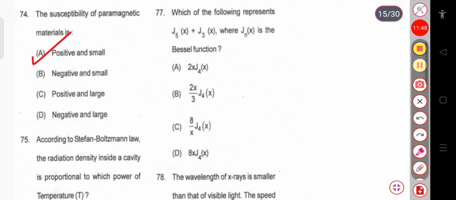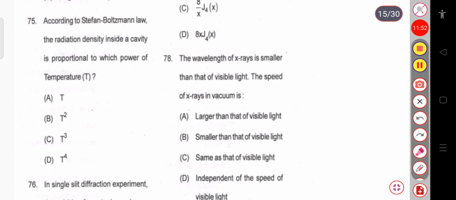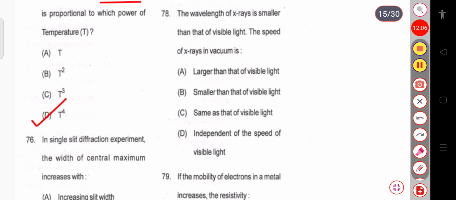The next question is, according to the Stefan-Boltzmann law, the radiation density inside a cavity is proportional to which power of the temperature? So this is the fourth power of the temperature. Okay. So according to Stefan-Boltzmann law, the radiation density inside the cavity will be proportional to T power 4.